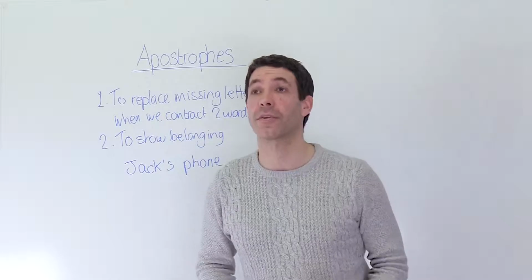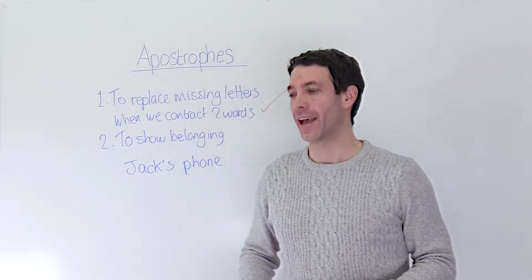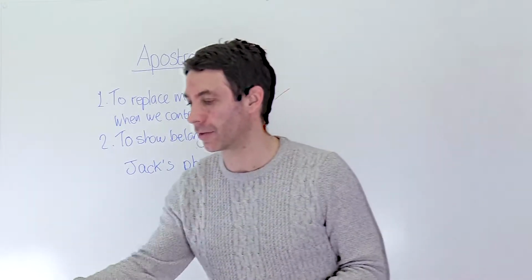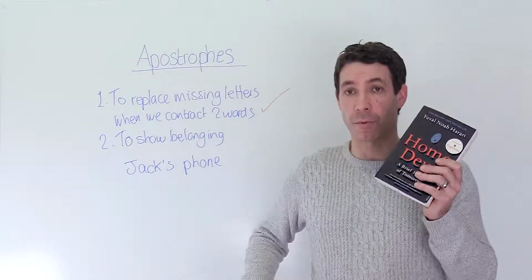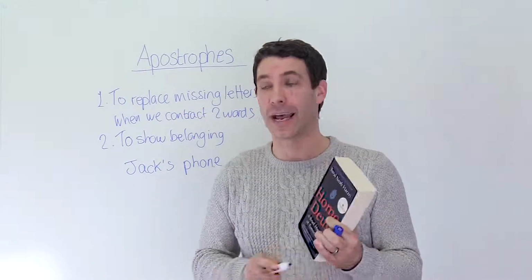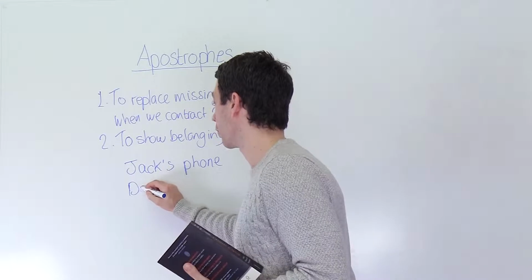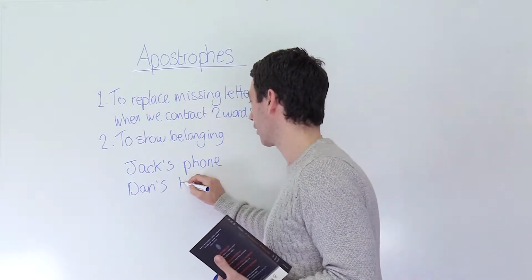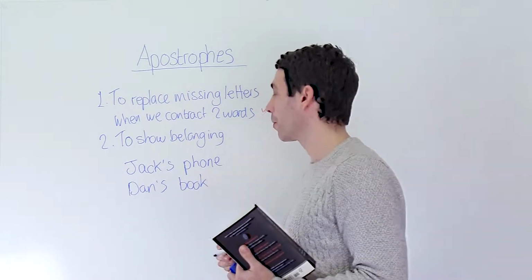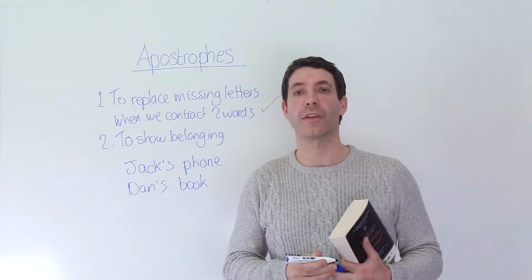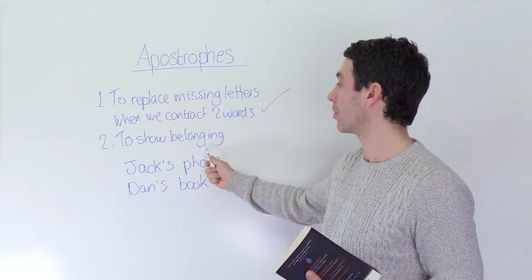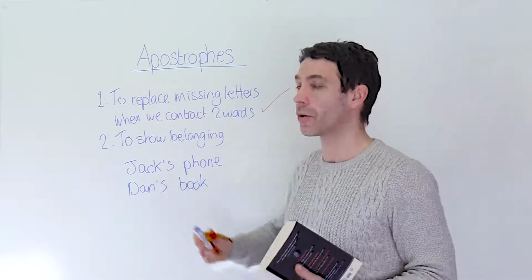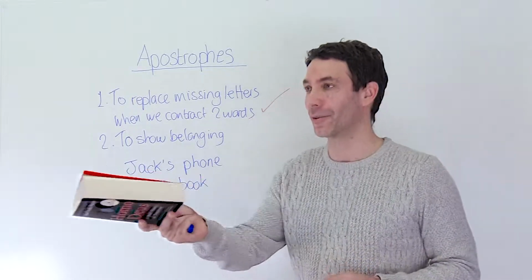Let's have another example. Thank you, Jack. Can you pass me that book Dan's been reading? Thank you. So this is the book that Dan's been reading. It is in fact Dan's book. And we would write that in this way. We would write Dan apostrophe S, Dan's book. And by using the apostrophe S in this way, we are showing that relationship of belonging, the book that belongs to Dan. Thank you.